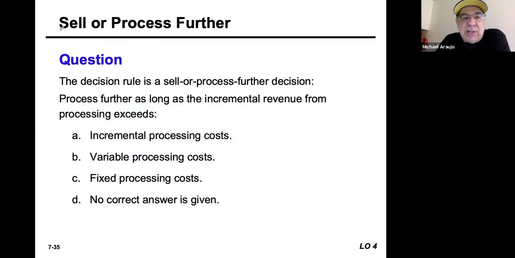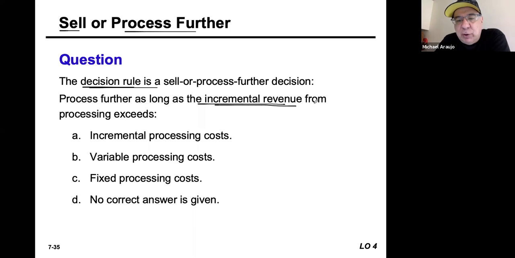All right, so to sell the product as is or process further, how you make that decision, generally speaking, is you need to make sure that the incremental revenue you make from processing it further exceeds your what? Well, it's your incremental processing costs. So you're already processing things already. This is if you continue to process it further.